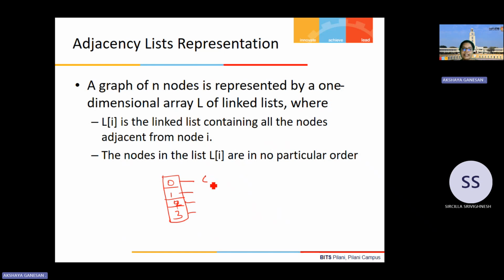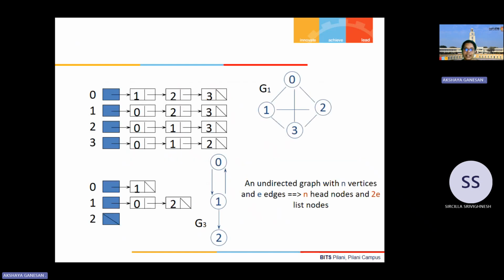So Li is the linked list which maintains all the edges of node 0. L1 is the linked list which maintains all the edges of node 1, and so on. So Li is the linked list containing all the nodes adjacent from that particular node. This way you use only the number of edges which is required.